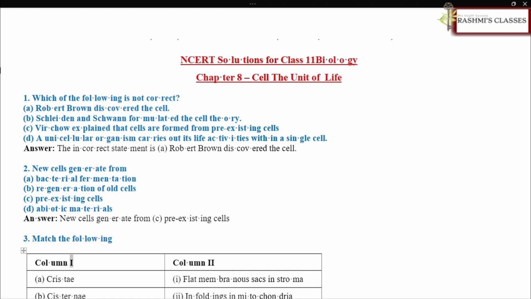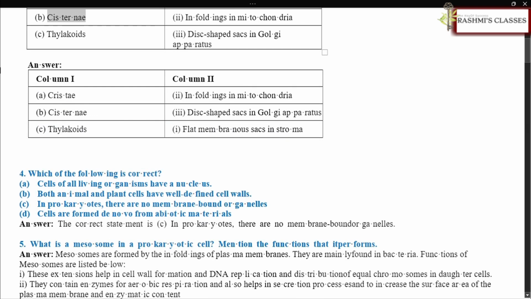Match the following. Column I and Column II. A. Cristae, 1. Flat membranous sacs in stroma. B. Cisternae, 2. Enfoldings in mitochondria. C. Thylakoids, 3. Disc-shaped sacs in Golgi apparatus.